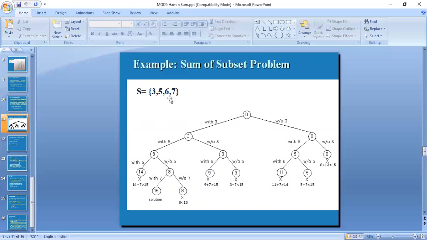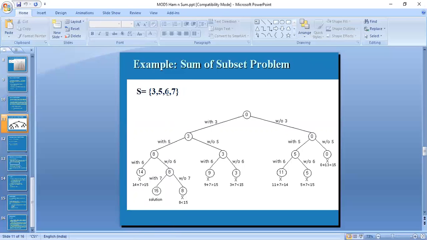So what is the next element? The next element is 5. So we are saying that with 5, 5 plus 3 is 8. Now again you have 8. We are going to include the next element. The next element is 6. So with the 6, if you see, it is 14. So now our target value is 15. You are supposed to get it as 15.